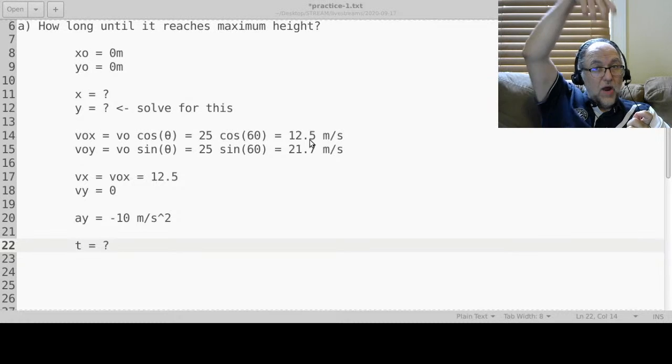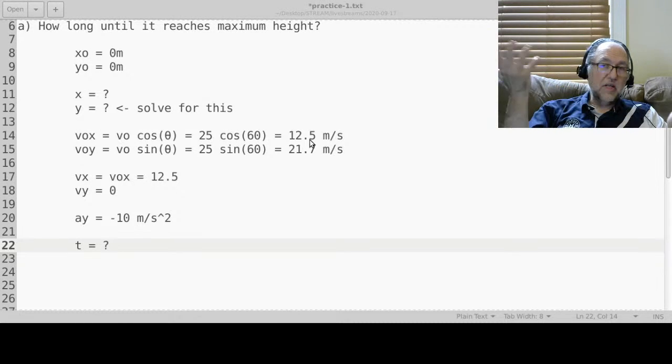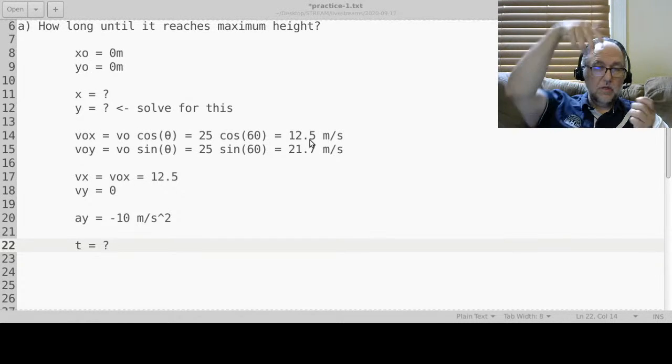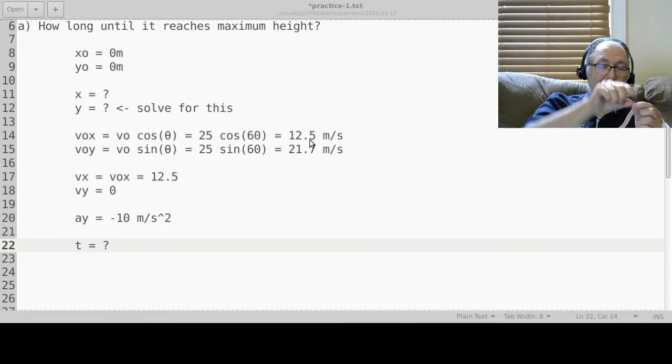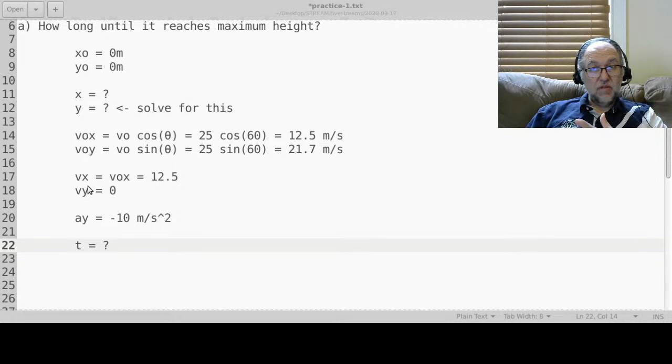I'm assuming the sun is directly overhead, which doesn't happen in our part of the world. But just try to picture the light shining straight down, and you just look at the shadow as the ball goes up and down. The shadow along the ground will always travel at 12.5 meters per second until it actually lands. And so Vx, the final velocity, and V naught x, the initial velocity, stay the same all throughout the motion, 12.5 meters per second.